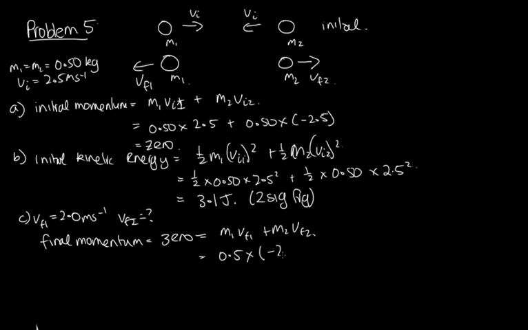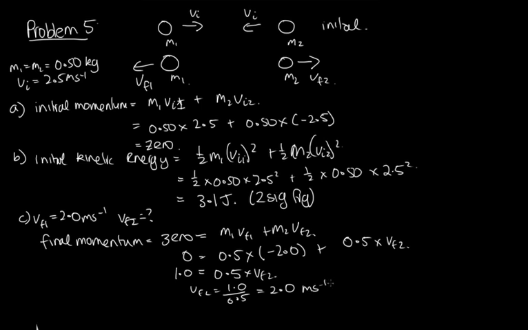So this is minus 2.0 plus m2, which is 0.5 times vf2, and that is equal to 0. And so moving this over to this side, we've got 1.0 is equal to 0.5 times vf2. And so vf2 is equal to 1.0 over 0.5, which is equal to 2.0 meters per second. And that, because it's positive, is to the right.